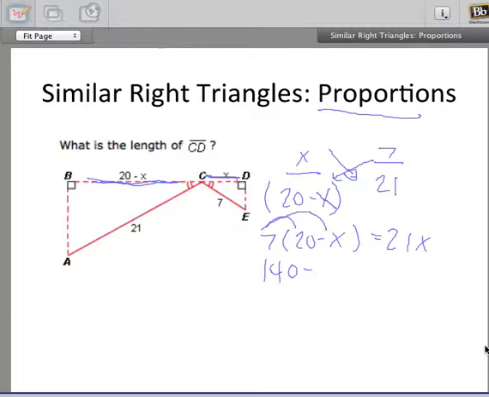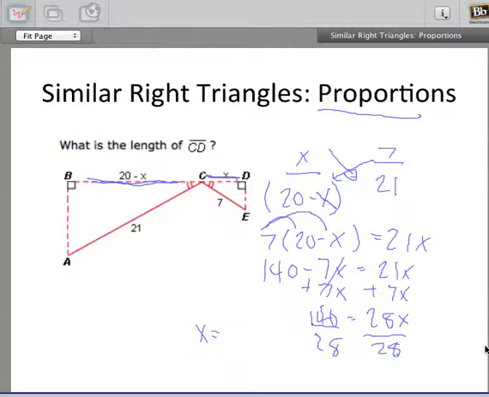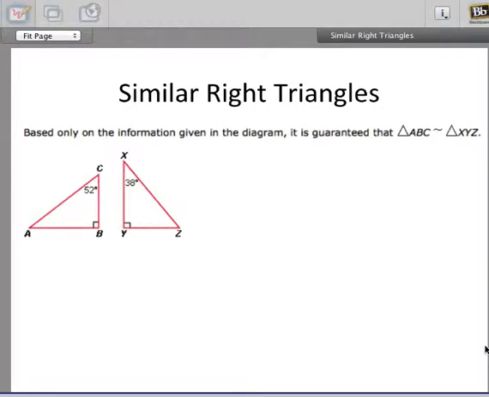140x, or 140 minus 7x equals 21x. Add 7x on both sides. 140 equals 28x. And then divide by 28. We get 5. Divided by 28, x equals 5. Okay. Alrighty. Moving on.